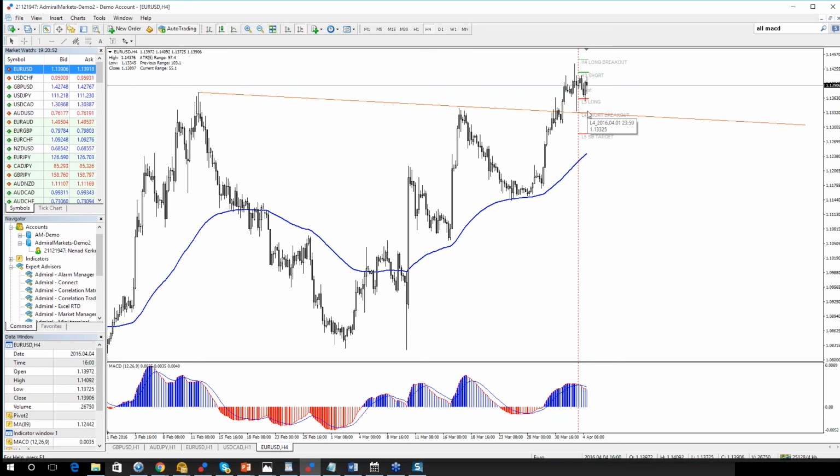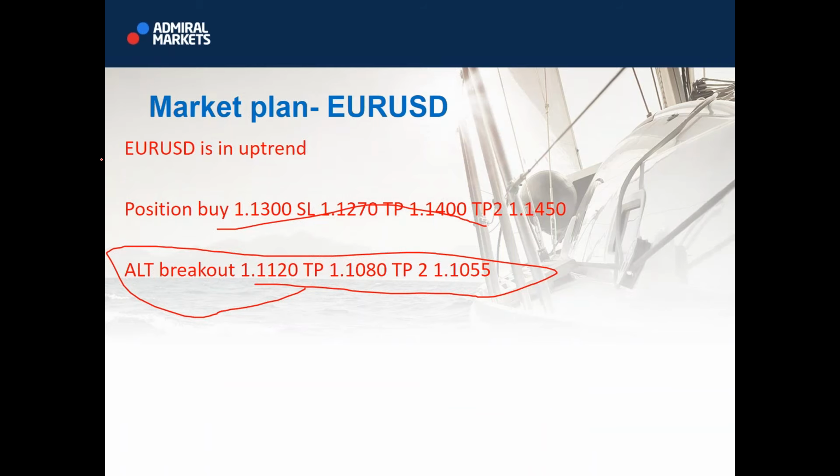So I will change it. 1.1330, yes, this is what I wanted to change. So 1.1330, guys, let me just correct this. 1.1330 is your buy entry.